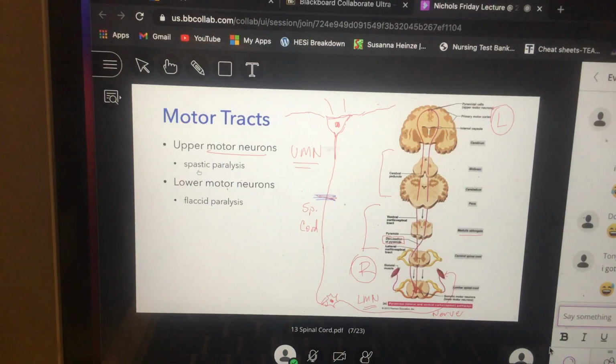But it's called spastic paralysis because the muscles can still spasm, because there's still an intact neuron going from the spinal cord to the muscle. On the other hand, if the upper motor neurons are still intact, let's sketch over them, they're still there, they're still good.